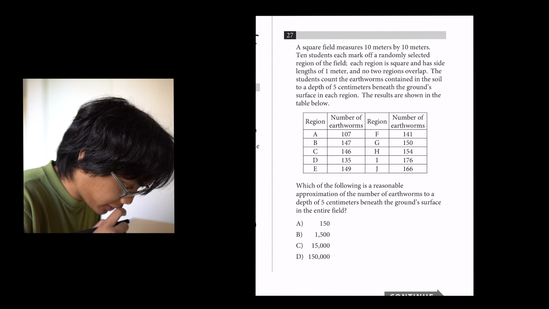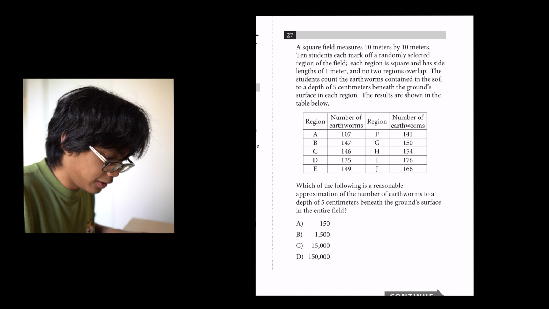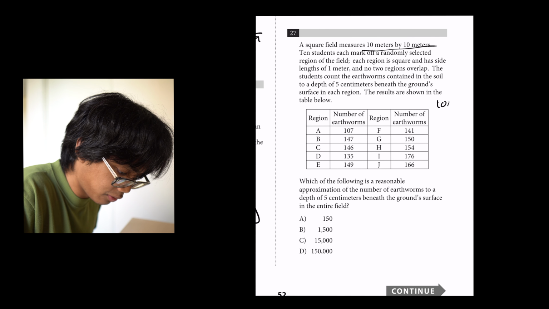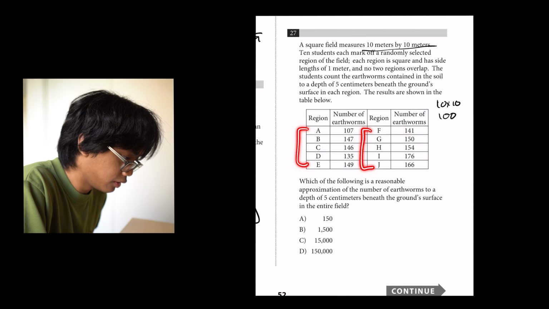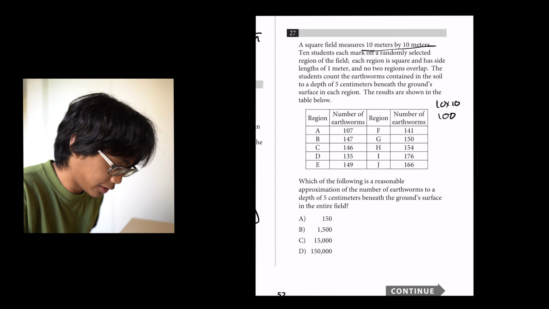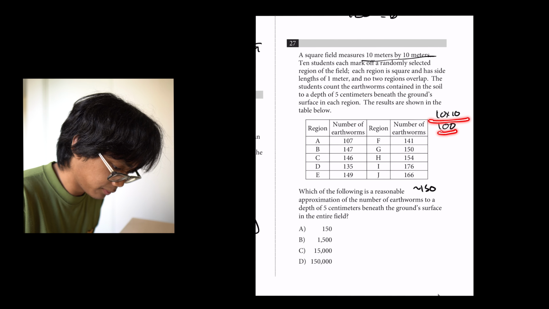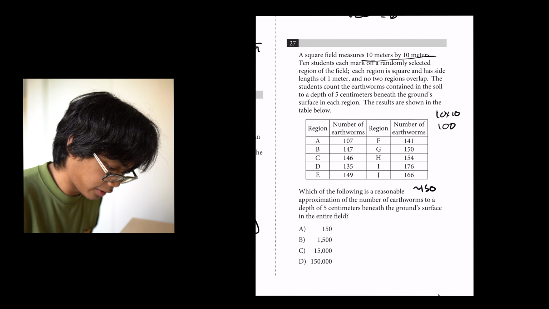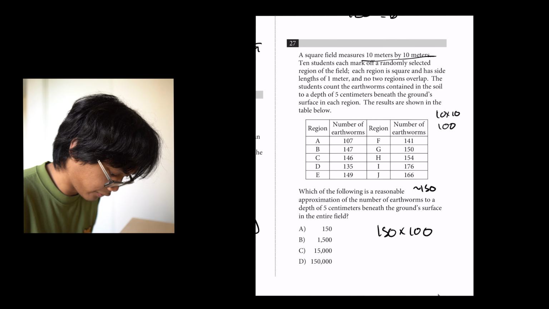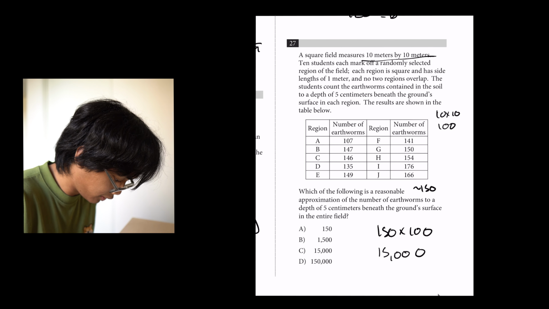All right, 27. 10 by 10. Each one is 1 meter by 5 centimeters. So we have a 10 by 10 square field, so we're going to have 100 squares, and we've picked 10 squares randomly. What we're trying to find is an approximation for the number of earthworms for the entire field. Just looking at the answer choices, it looks like the average here is going to be around 150. And since it's a 10 by 10 field where you have 100 squares, and we randomly picked 10 squares where each square contains about 150 earthworms, we can really just do 150 times 100 and that'll give us 15,000, which is answer choice C.